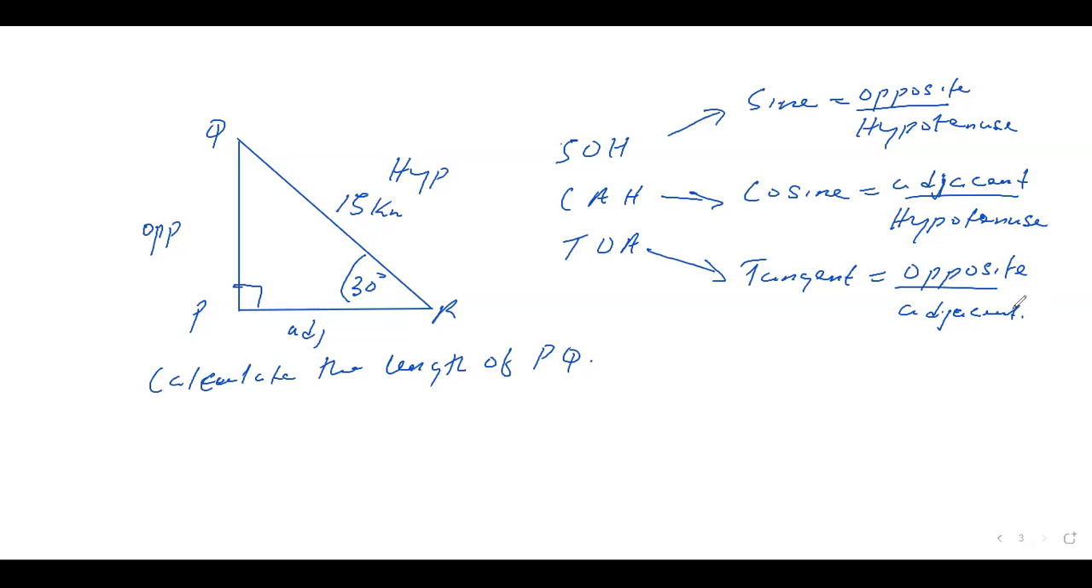So first of all, we label the sides, right? How do we label the sides? The side opposite the right angle is always the hypotenuse. The side opposite to the angle given is your opposite. Whatever remains is your adjacent. One more time: the side opposite the right angle is your hypotenuse. The side opposite to the angle given is your opposite, and whatever is left is your what?